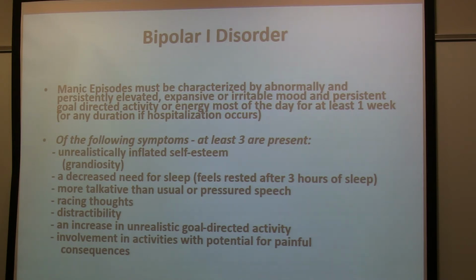So the goal-directed activity could be, I want to make $1 million quick, I'm going to the gambling casino, and I am going to bet all of the money that we have in our bank account. People have lost their houses, their children's funds, so very serious, painful consequences. High-risk sexual behaviors that have the potential for a dangerous outcome can be part of the picture as well.